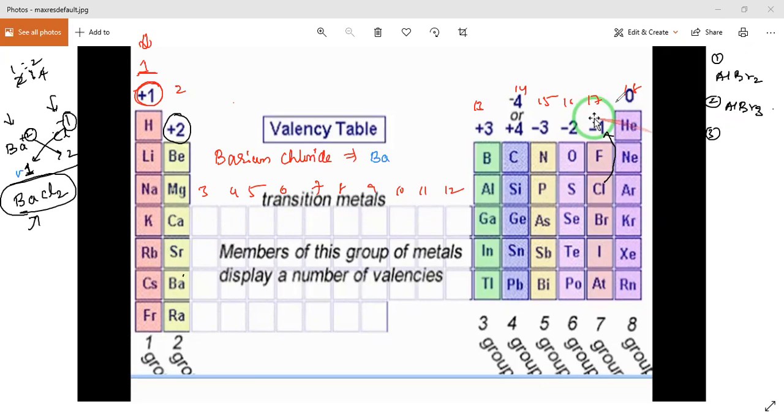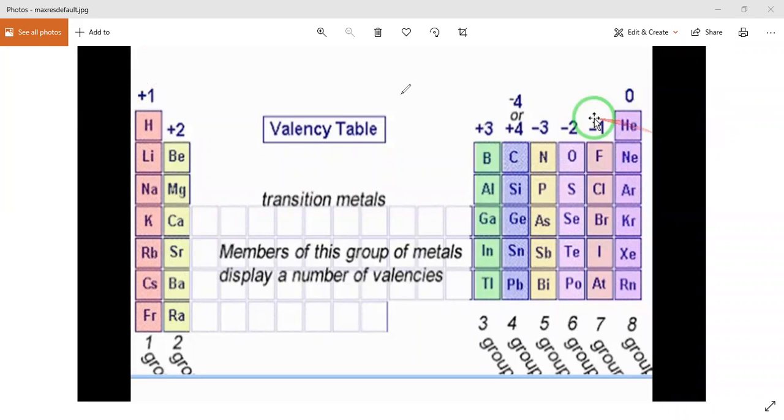So AlBr3 only. Now you yourself formulate that formula. Just try to find out the formula. Al will show what state? Plus 3. Plus 2 or plus 3? Plus 3, because aluminum belongs to the 13th group, so it will show plus 3.